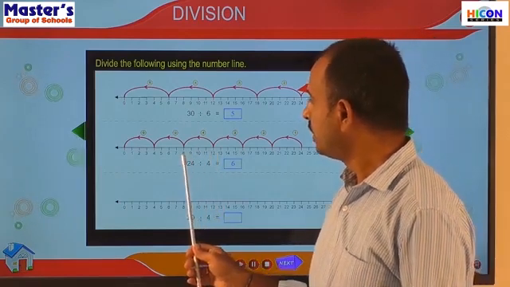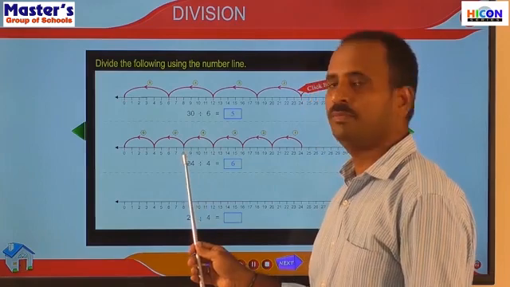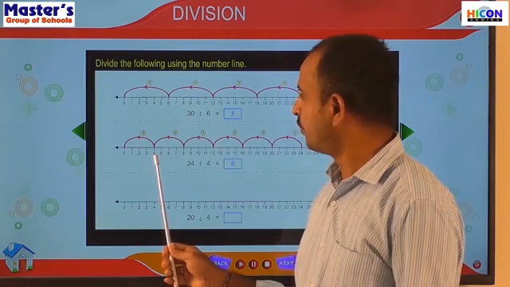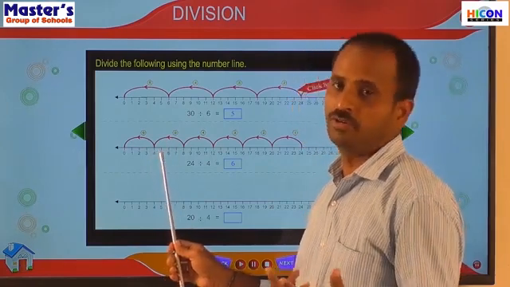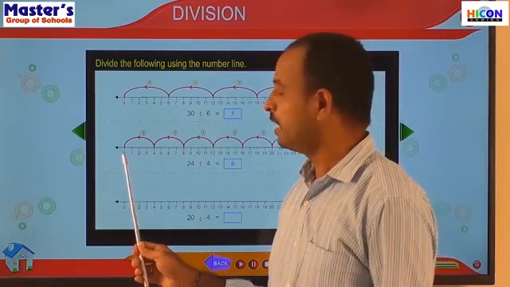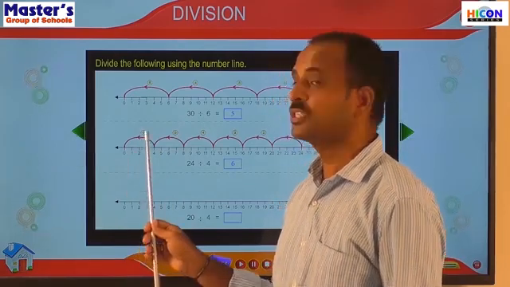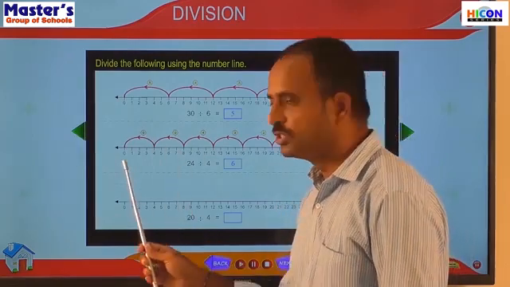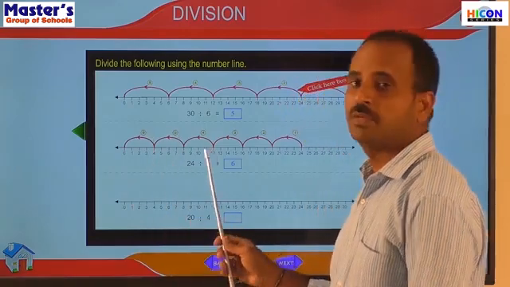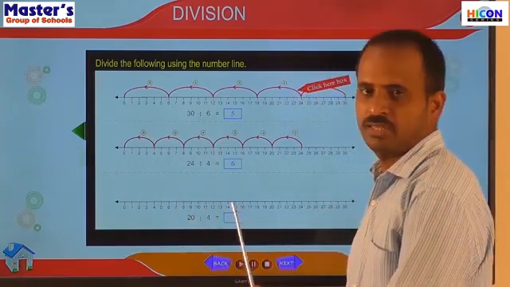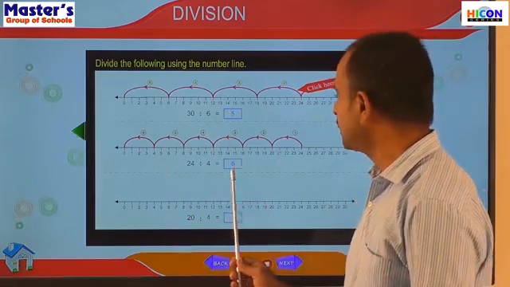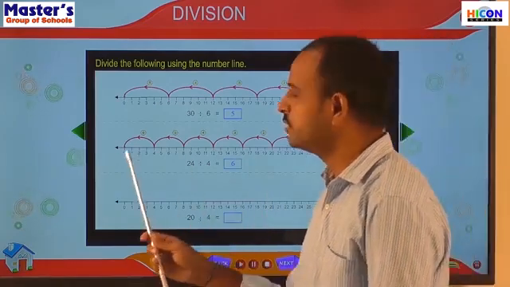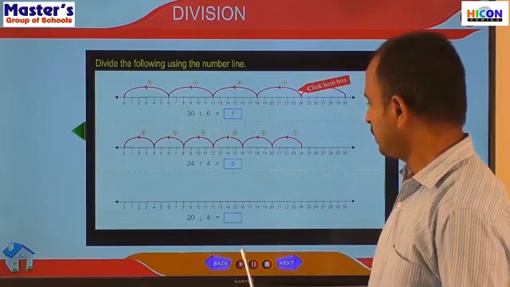Again count 4 numbers: 1, 2, 3, 4, and we have reached 8 after the fourth step. Again count 4 numbers: 1, 2, 3, 4, and we have reached 4 after the fifth step. Again count 4 numbers: 1, 2, 3, 4, and finally we have reached 0 after 6 steps. The number of steps we have moved will be the answer. We have moved 6 steps. The answer is 6. So children, in this way, we have to move steps on the number line until we reach 0. See the next, third problem.